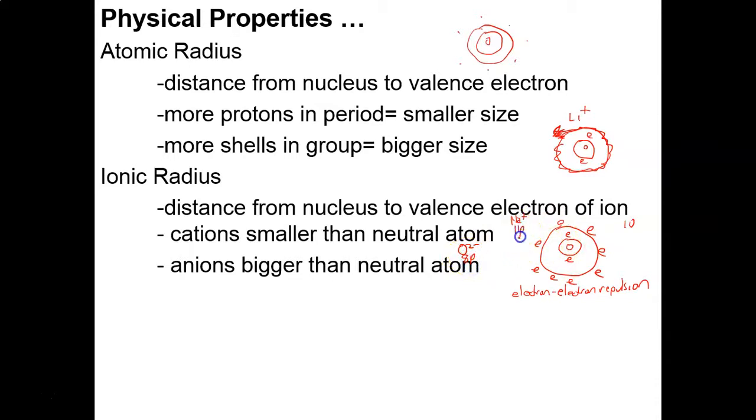This has a total of 11 protons. Guess which one's smaller? That's right, sodium. More protons, smaller size. So when the atoms are isoelectronic, even if they're in different groups, different periods in the periodic table, you can figure out which one's smaller by looking at your protons. That's about the only time it counts.